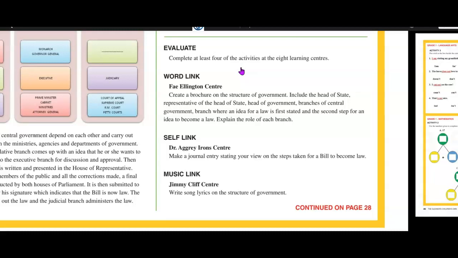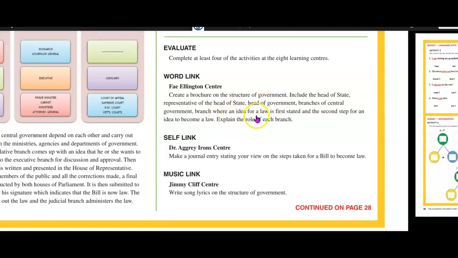Evaluate. Complete now at least 4 of the activities at the 8 learning centers. Word link from the Faye Ellington Center. Create a brochure on the structure of government. Make sure to include the head of state, representative of the head of state, head of government. There is a difference between the head of state and the head of government. Okay?